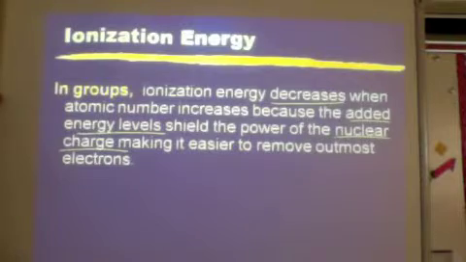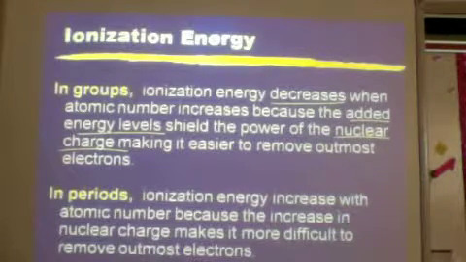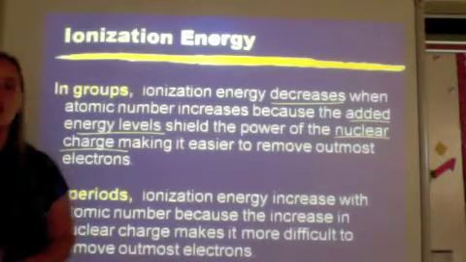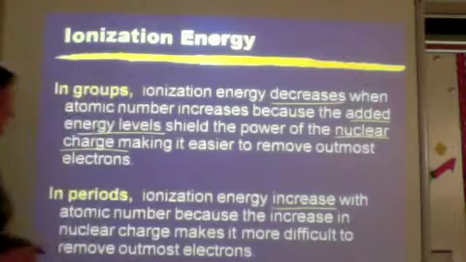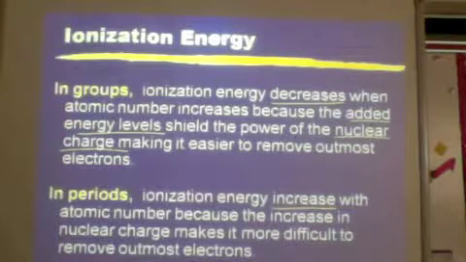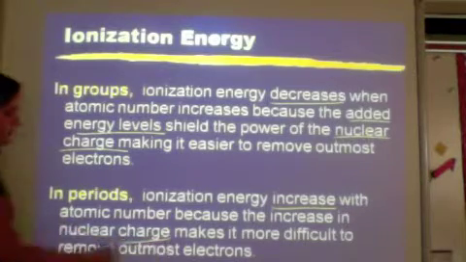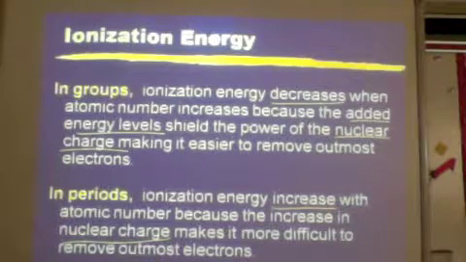Then you have the period. Remember, period are your rows. As you go from Na to Ar, the ionization energy increases because of the atomic number. It increases the nuclear charge. It makes it more difficult to remove the outermost electrons.